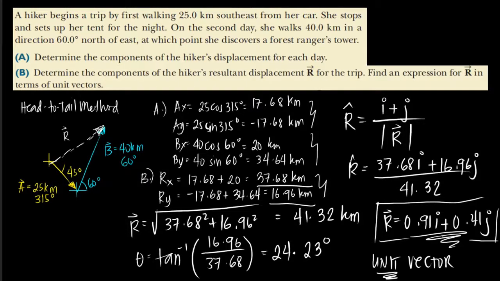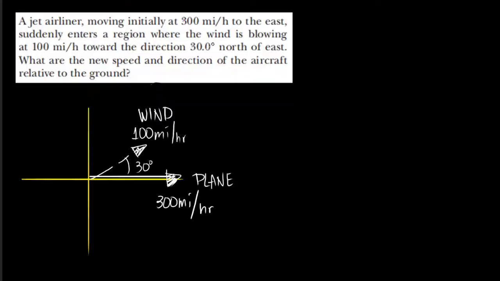Now for the second problem. So, let's get rid of this. Okay, so may drawing na nga daan. A jet airliner moving initially at 300 miles per hour to the east. So, ari siya, ginsampaw ko lang siya gamay sa aton nga x-axis para kitaon siya. And suddenly, it enters a region where the wind is blowing at 100 miles per hour towards the direction 30 degrees north of east. So, sa babaw ni east, drawing on to si 30 degrees. Question, what are the new speed and direction of the aircraft relative to the ground?